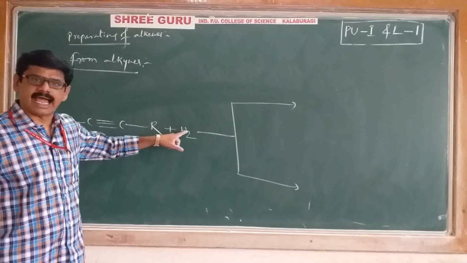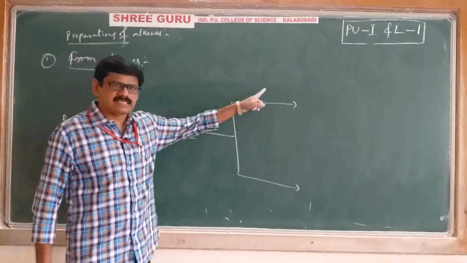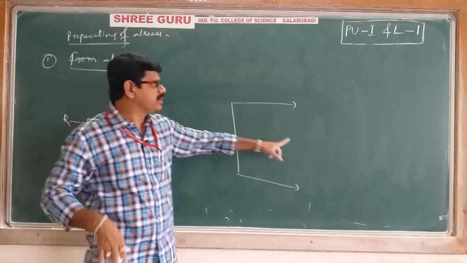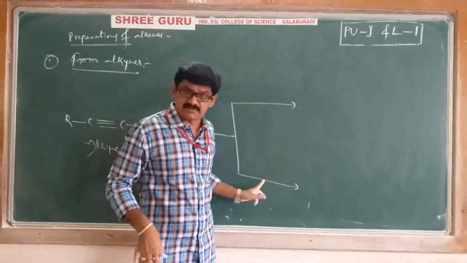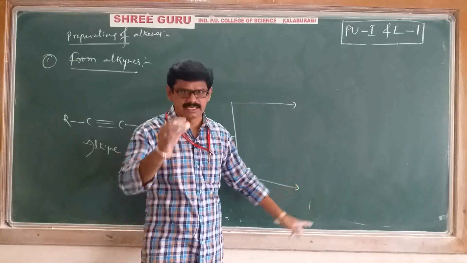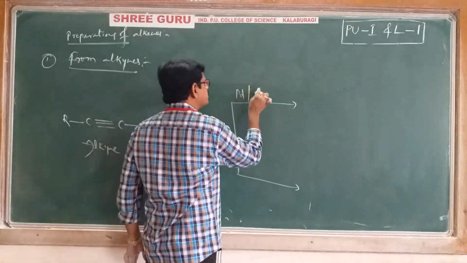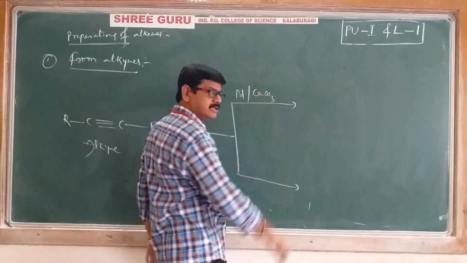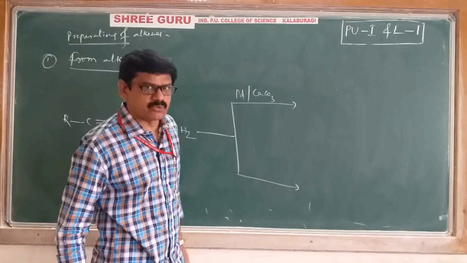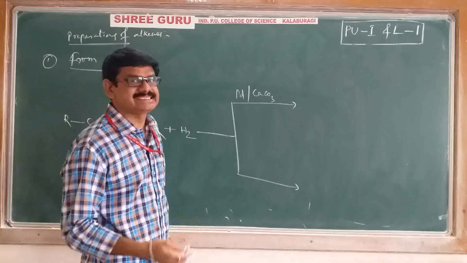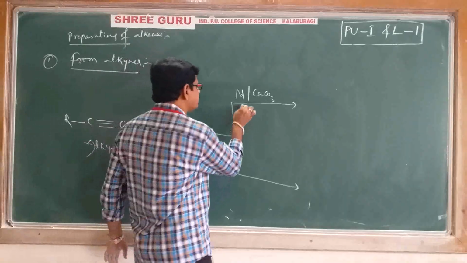The alkyne is adding with hydrogen. Now, in the presence of one reagent, you will get one alkene. In the presence of another reagent, you will get another alkene. Let's see now. The first reagent is palladium supported over calcium carbonate, which is deactivated with quinoline.